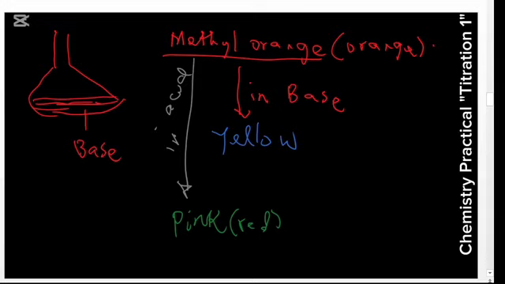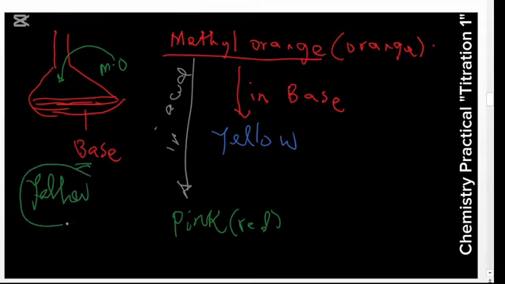Okay, so it implies that if I have a base and I add my methyl orange indicator into this base, the color of the base will change to yellow. So the solution in the base will now become what? Yellow. Are you getting it, please? Yes, sir, I'm getting it. Yeah, so that's why we say methyl orange in a base is yellow. Okay, so that's very important.